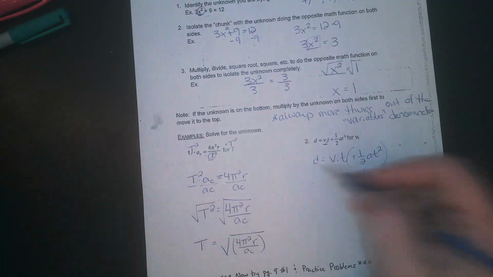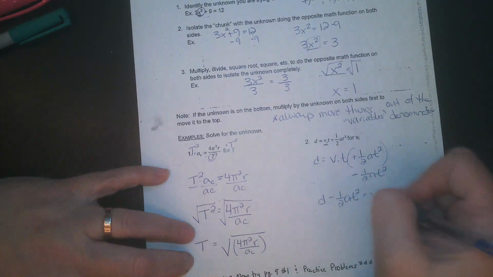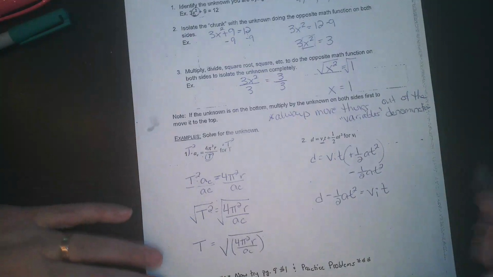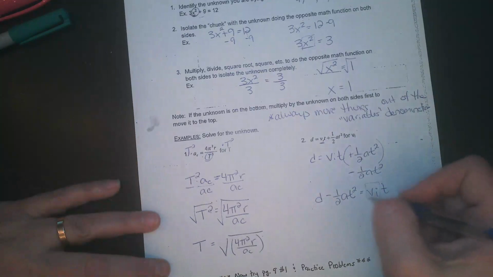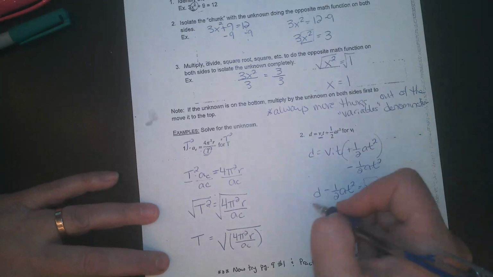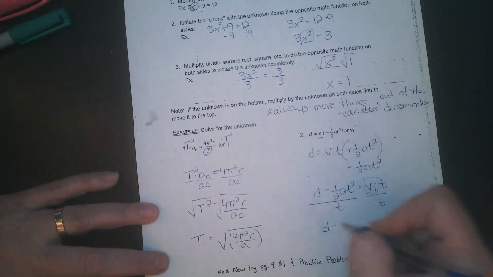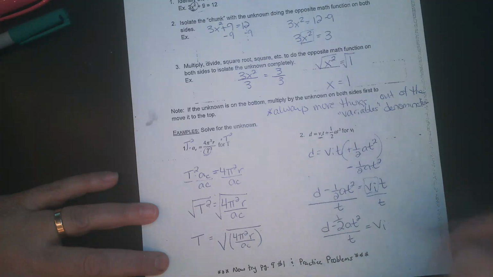We're going to do the same thing to both sides to keep it equal. So we're going to have d minus 1/2 at squared is equal to vi t. Now that we've done that, we can remove the t so that we can isolate for the vi. Divide by t. When we divide this side by t, we need to divide the entire piece by t. d minus 1/2 at squared divided by t is equal to vi.